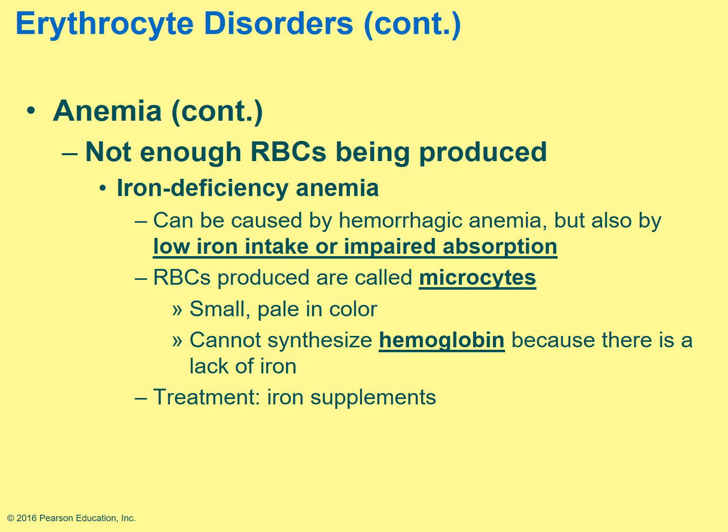And iron deficiency anemia is not having enough red blood cells being produced. So either you have low iron intake, or you may be taking in iron, but you're having problems absorbing it. The red blood cells tend to be much smaller, paler in color. They can't synthesize hemoglobin because there's not enough iron there. So what would be the treatment? Take an iron supplement.